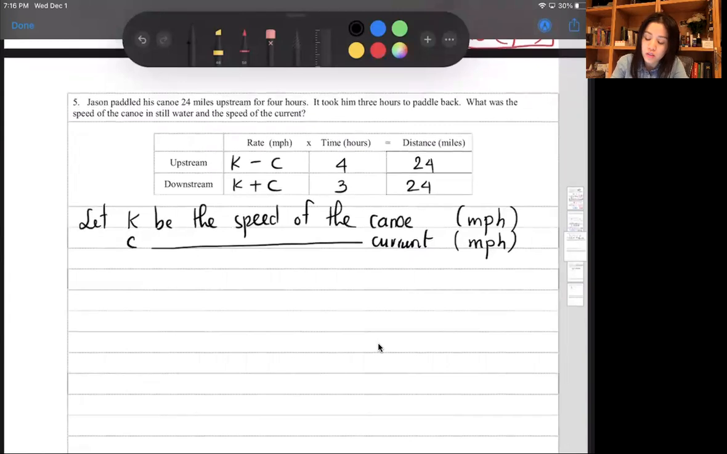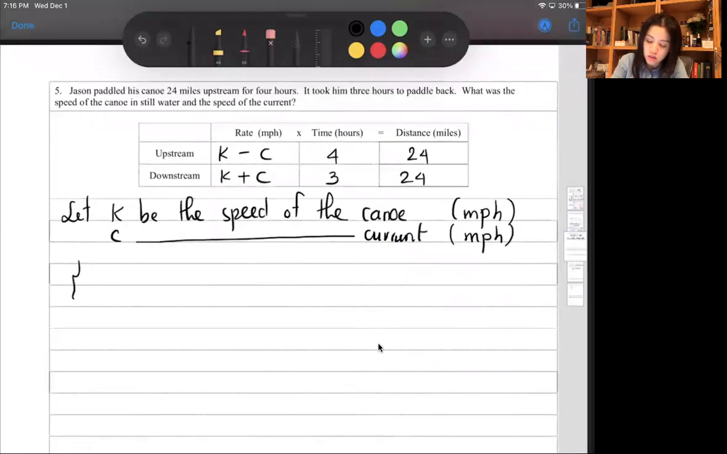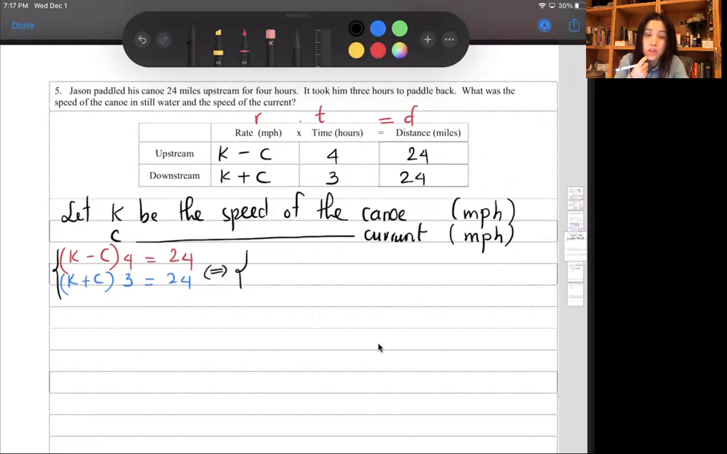All right, now we can set up our system of equations. At the first one, I have K minus C times 4 equal 24. The reason I'm multiplying is because here we have rate times time, R times T equal D, right? And then the bottom one, I have K plus C times 3 equal 24. Distribute 4 and then 3. I have 4K minus 4C equal 24. And then we use blue, 3K plus 3C equal 24.